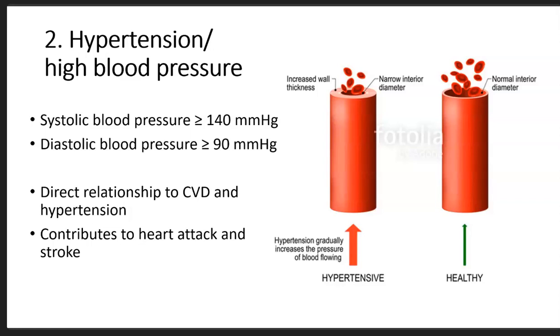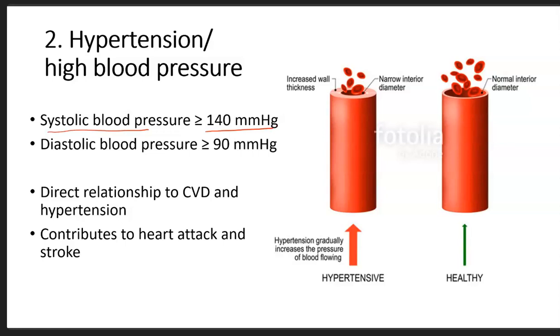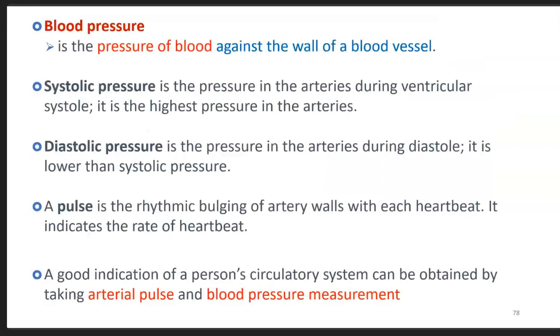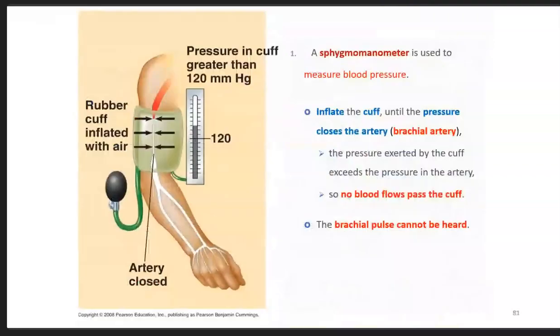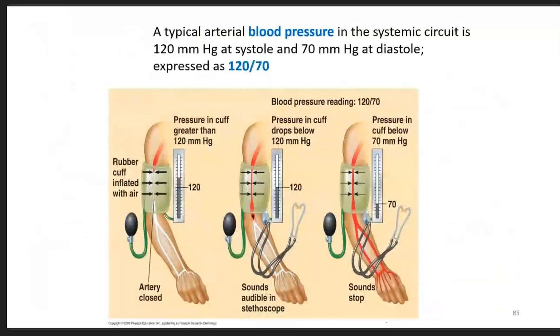Okay, so next is hypertension or high blood pressure. So systolic pressure is above 140 millimeter mercury. Okay, so systolic. Kalau normal, for a normal systole, dia tak tulis kat sini. Okay, normal systole should be 120. See, this is the normal blood pressure. The normal blood pressure, systole 120, diastole 70.